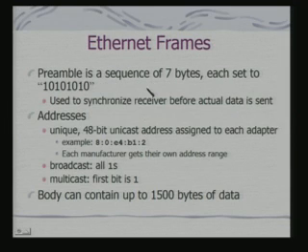A frame typically also has a preamble which is 7 bytes, and it is used to synchronize the receiver before actual data is sent. That means the receiver, on receiving this information, so all of the elements which are connected to the Ethernet can ready themselves for receiving the data.